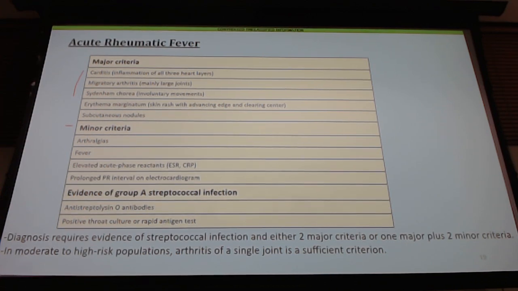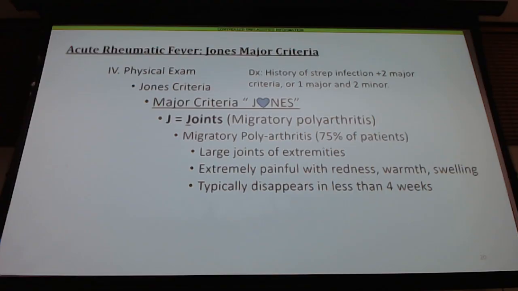It is an inflammatory process, so they're going to have elevated ESR and CRP. Again, how many conditions have elevated ESR and CRP? So you can see it's not that hard to meet the minor criteria, having those 2 minor criteria plus 1 major to diagnose rheumatic fever. So let's talk about the major criteria individually.